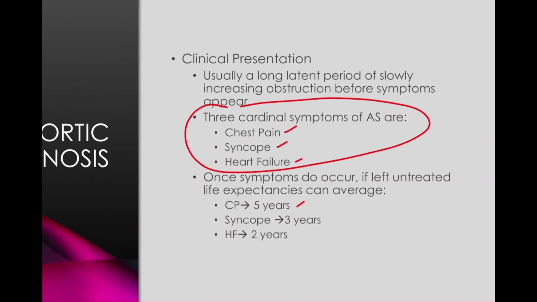Again, untreated. A lot of the things we talk about, again, is untreated diseases. You can treat aortic stenosis. One of them is just a valve replacement, but there's other things you can do. If you develop syncope with aortic stenosis, life expectancy drops to 3 years. If you have aortic stenosis and you develop heart failure due to the aortic stenosis, untreated, life expectancy is down to 2 years. So you have to know these symptoms for aortic stenosis.